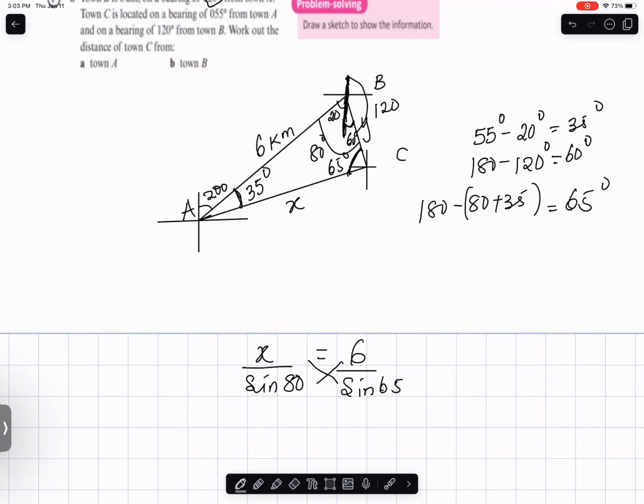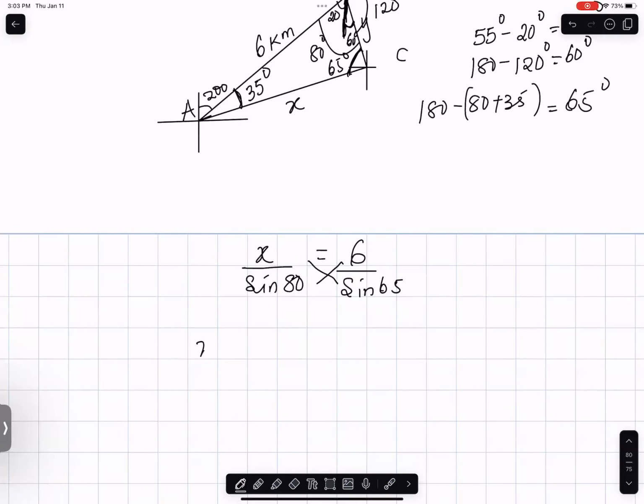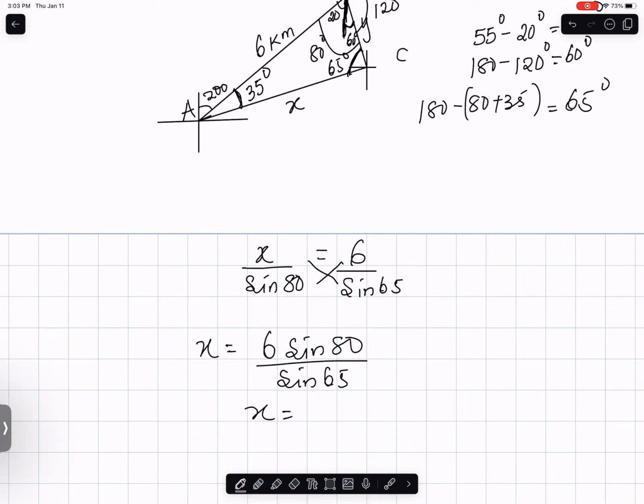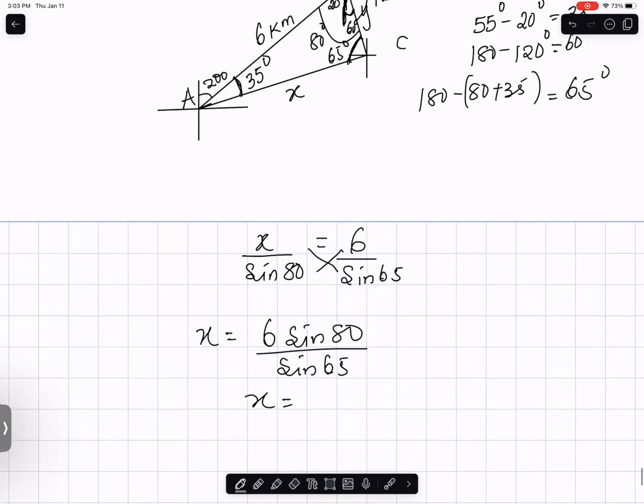So cross multiply. We have X equals 6 sine 80 divided by sine 65. So the value for X gives 6 sine 80 divided by sine 65, 6.52 kilometers. So our X is 6.52 kilometers. So we are saying AC is equal to 6.52 kilometers.